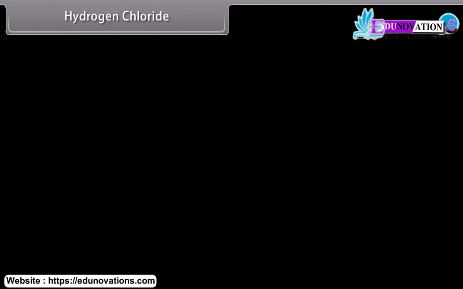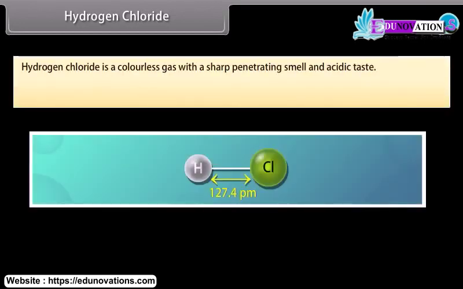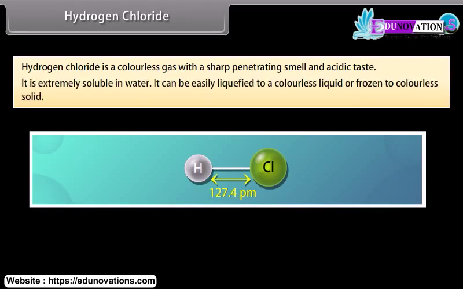Hydrogen chloride. In 1648, Glauber obtained hydrogen chloride by heating common salt with concentrated sulfuric acid. It is a colorless gas with a sharp penetrating smell and acidic taste. It is extremely soluble in water. One volume of water dissolves about 450 volumes of hydrogen chloride under ordinary conditions.